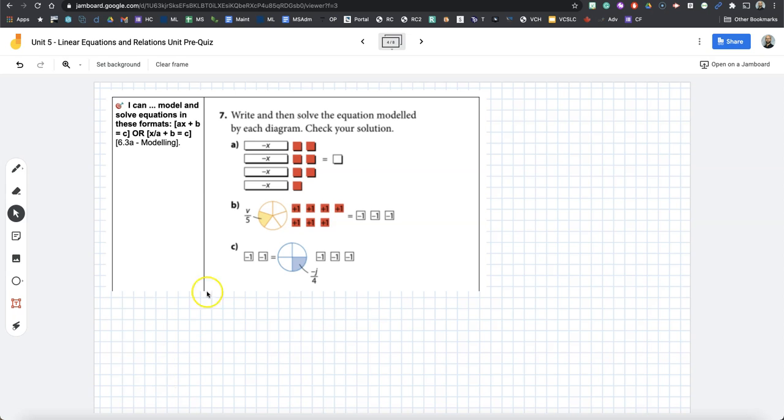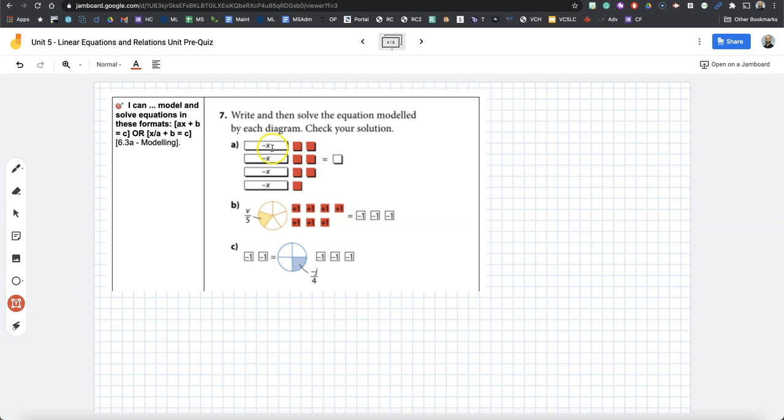Now our learning target, we've moved into 6.3a. We're looking at models of equations. So our target says I can model and solve equations in these formats: ax plus b equals c, or x divided by a plus b equals c. Now, you don't have to remember those formats. That's just the learning target to make it clear what kind of equations we are solving and modeling. So we're looking at these models. I won't ask you to draw out these models, but I will ask you to interpret them, and that's what I'm going to help you with right now.